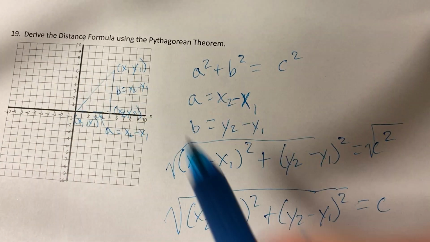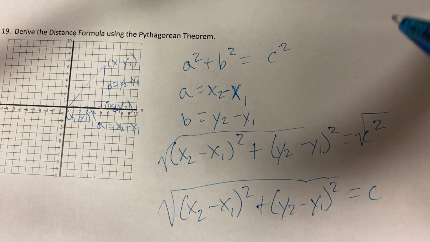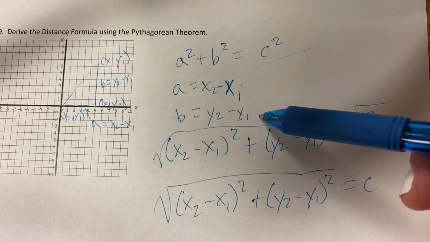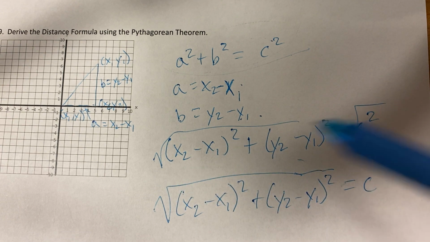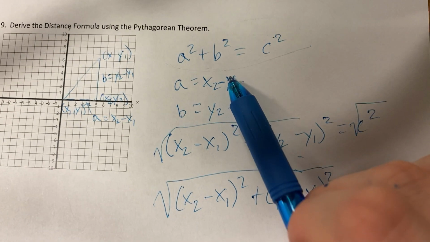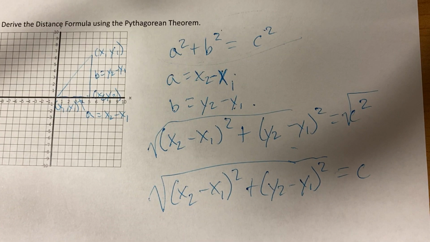And we're done. Okay, so notice how we derived our distance formula using our Pythagorean theorem. Starting with this, identifying what a and b are, plugging them in, taking the square root of both sides, and coming up with a distance formula, starting with the Pythagorean theorem, ending with the distance formula. All right, there you go.